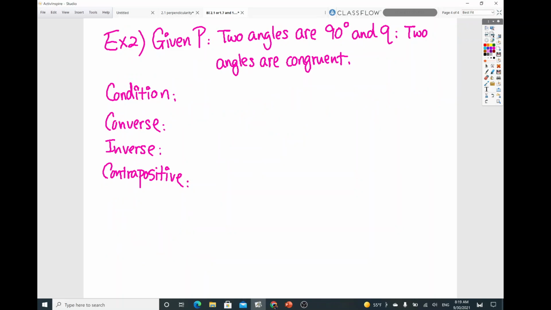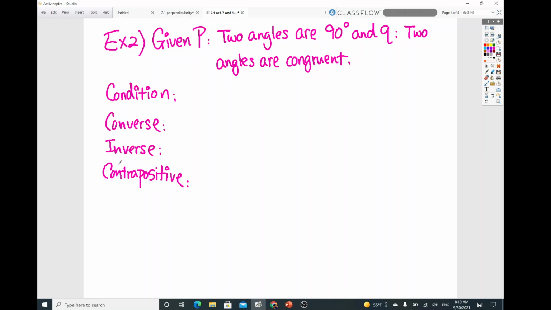And here's another one. Two angles are 90 degrees, that's the hypothesis P, and the conclusion Q is that two angles are congruent. Conditional: if two angles are 90 degrees, then two angles are congruent. That's always true. Converse: if two angles are congruent, then two angles are 90 degrees. Well, this one is not necessarily true. It could be 45 degrees, it could be 30 degrees.